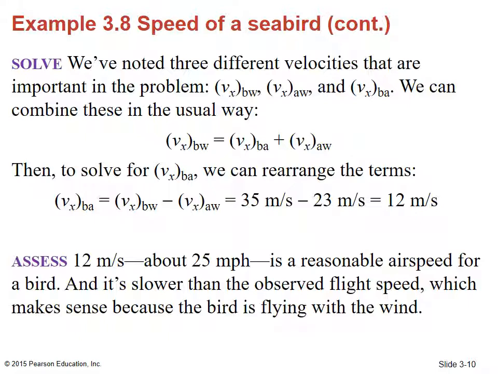We can combine these in the usual way. v sub x BW equals v sub x BA plus v sub x AW. Then to solve for v sub x BA, we can rearrange the terms. v sub x BA equals v sub x BW minus v sub x AW, or 35 meters per second minus 23 meters per second equals 12 meters per second. 12 meters per second is about 25 miles per hour, a reasonable airspeed for a bird, and it's slower than the observed flight speed, which makes sense because the bird is flying with the wind.